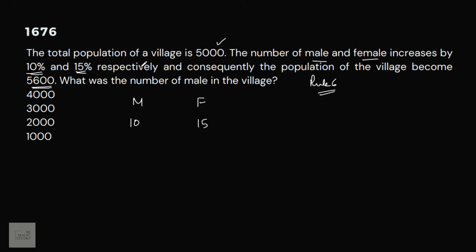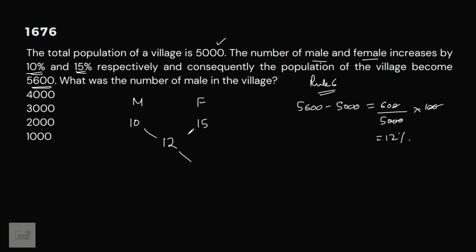What is the overall increase in the population? Overall increase is 5,600 minus 5,000, that is 600. So how much is the percentage increase? Overall percentage increase is 12%. Now males increase 10%, females increase 15%, overall increase is 12%.